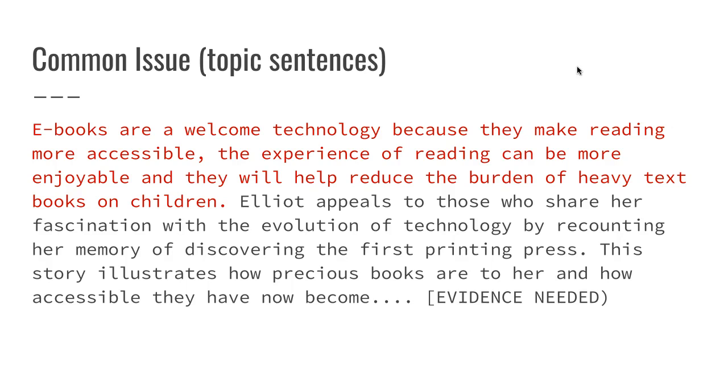The first one is topic sentences. Within your topic sentence, you need to identify who the speaker or author is that is making the argument. It's not good enough to just say, ebooks are a welcome technology because they make reading more accessible, the experience of reading can be more enjoyable, and they will help reduce the burden of heavy textbooks on children.